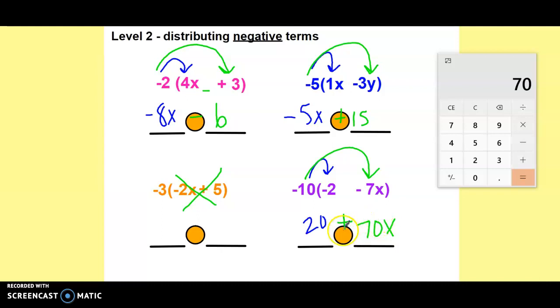So that positive 70 is like plus 70, and then my x value drops down. So be careful with negative terms. What I want you to take from level 2 distributing is that sometimes your signs will change. It's not always what was in the original problem. Sometimes it is, sometimes it's not, but just be careful with it. It's not a quick assumption.